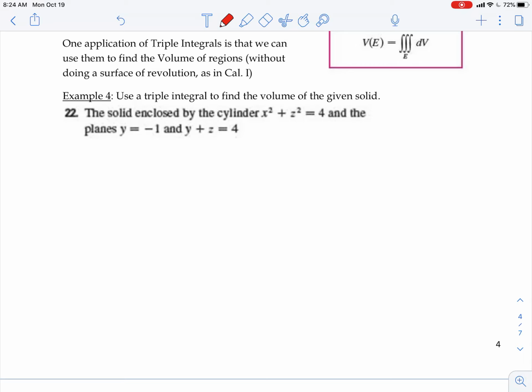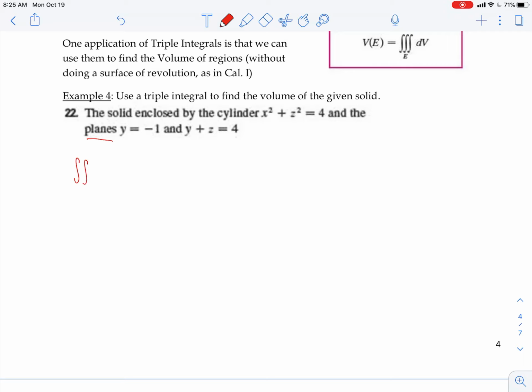So let's go ahead and write out what we have. So we want to find the volume of the solid enclosed by the cylinder x squared plus z squared equals 4, and the planes y equals -1 and y plus z equals 4. All right, so we already have the planes that we're going to be in between. So our main integral, the shape, the object is going to be between the two planes, y equals -1 and y plus z equals 4.